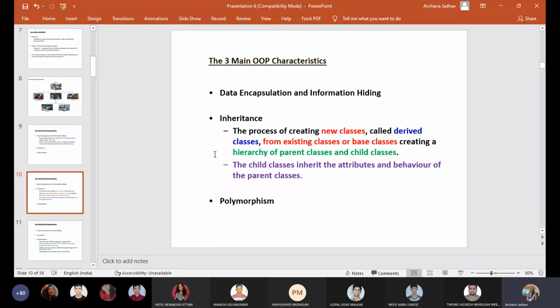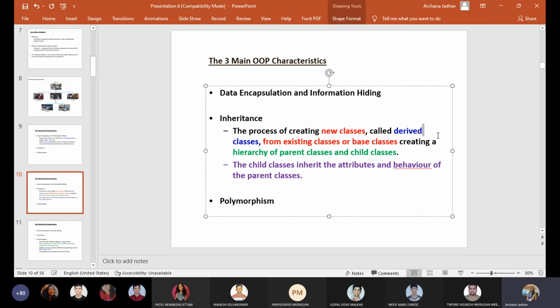Okay. See here, inheritance, some basic things I have given. It is the process of creating new classes, called derived classes, from existing classes. That existing class is also called the parent class, or the base class. It creates a hierarchy of parent classes and child classes. The child classes inherit the attributes and the behavior of the parent class.